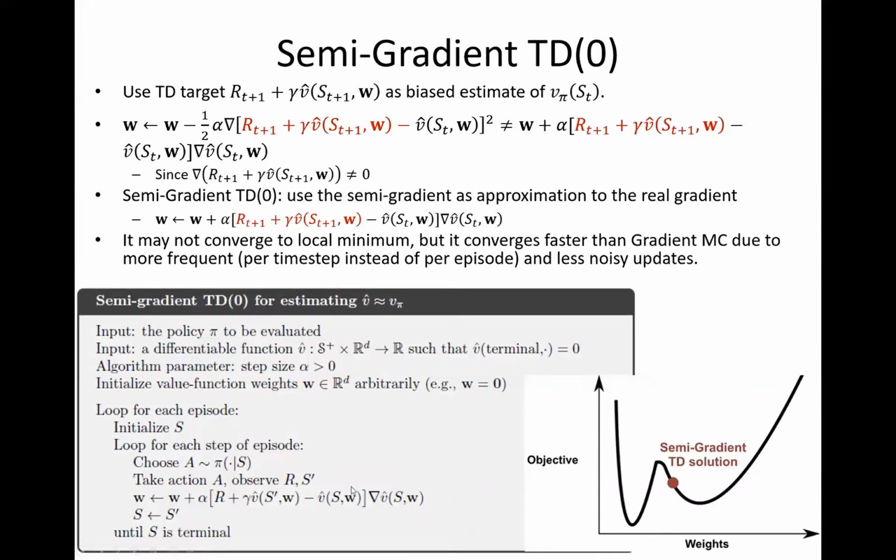So semi-gradient, because it's not a true gradient, it may not converge to the local minimum, but it converges faster than gradient Monte Carlo due to more frequent updates per time step instead of per episode, and less noisy updates, less variance. So the semi-gradient TD solution may be stuck here, so it may not reach even the local minimum.